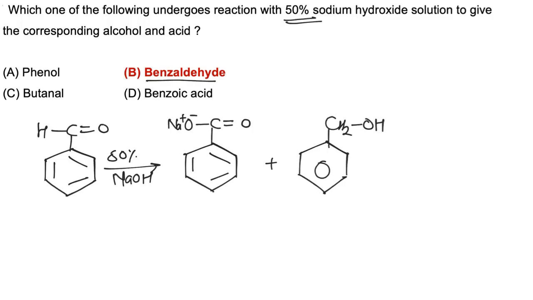Now benzaldehyde is the only aldehyde in the given compounds which is not having alpha hydrogen, so it will form the corresponding acid and alcohol, and hence the correct answer is B.